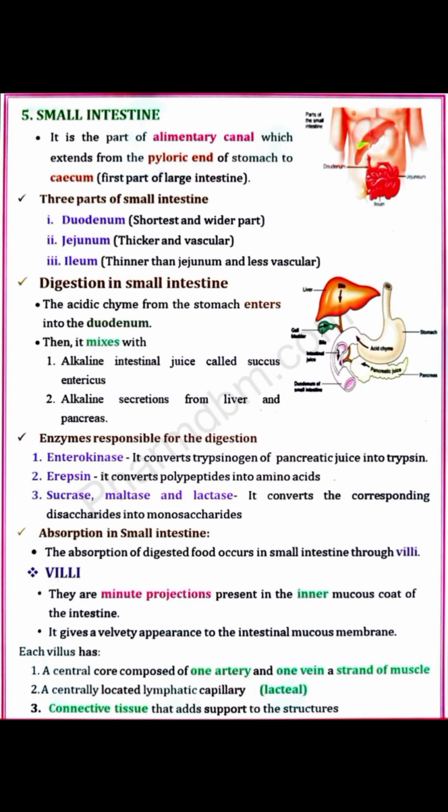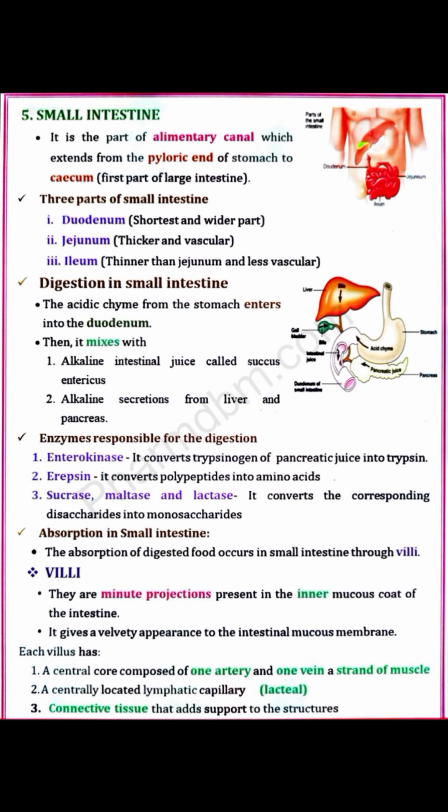Small intestine. It is the part of the alimentary canal which extends from the pyloric end of stomach to the cecum, first part of large intestine. 3 parts of small intestine. First one is duodenum, shortest and wider part. Second part is jejunum, thicker and vascular. Third part is ileum. It is thinner than the jejunum and less vascular.